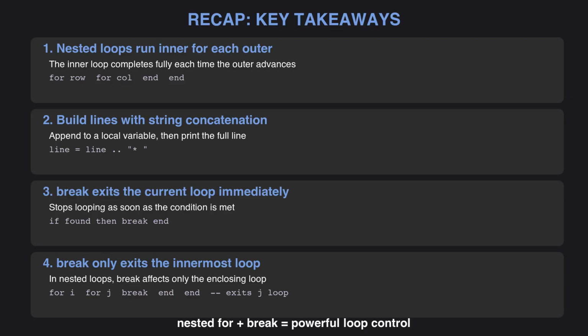Recap. 4 key takeaways. Nested loops run the inner loop for each outer iteration. Use string concatenation to build each line before printing. Break exits the current loop immediately. Break only exits the innermost enclosing loop.